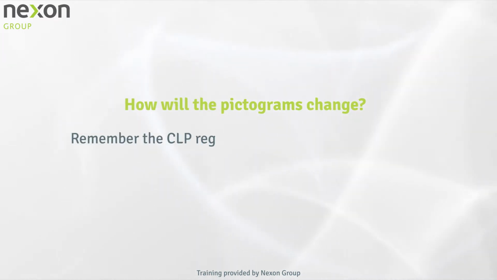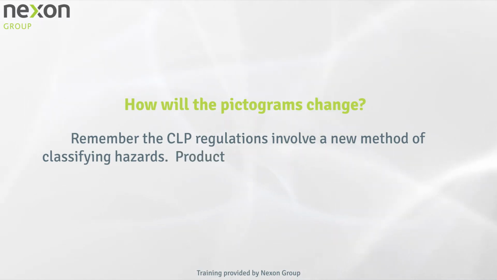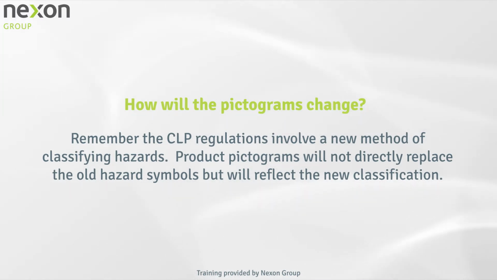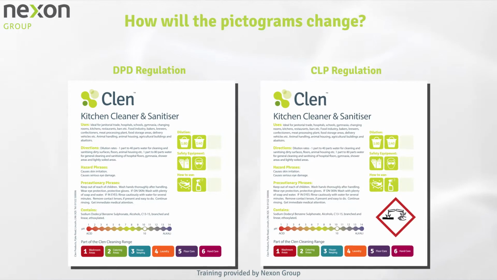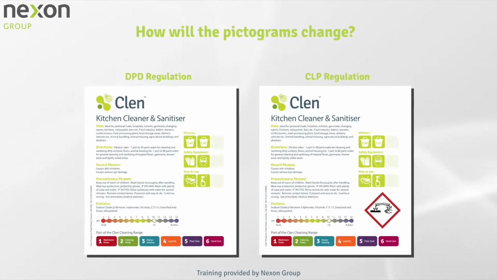Remember that the new CLP regulations involve a new method of classifying hazards. You will not see a direct replacement of the old DPD symbols. It is important to note that there is no change to any chemical formulation. The chemicals you are using will be just the same, but the hazards associated with them may change under the new regulations. For instance, let's look at the Clen Kitchen Cleaner and Sanitizer. Under the current DPD regulation, this chemical is not classified. However, under the CLP regulation, this chemical will be classed as corrosive.